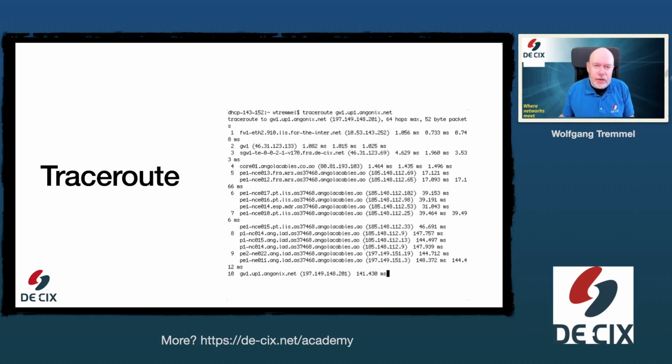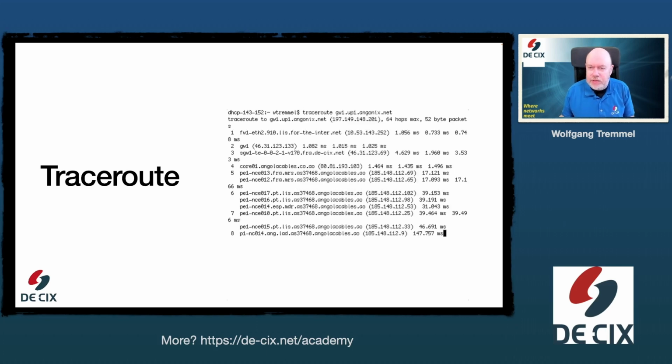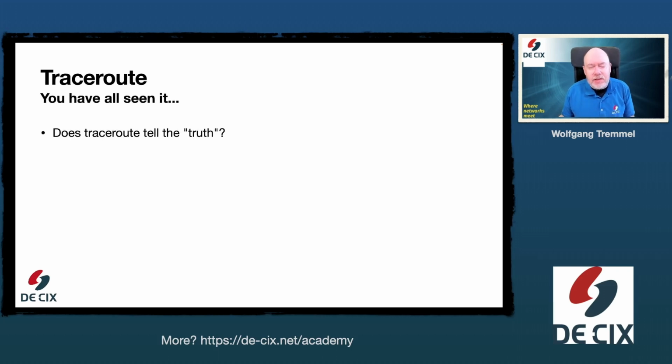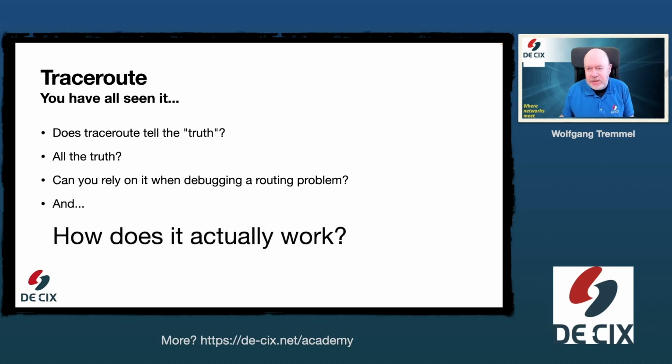You might all have used it. It always looks the same. You type in traceroute and a destination, and you get some long list of results. And the question is always, does Traceroute tell the truth? Does it tell all of the truth? And can you rely on it when debugging a network problem? And of course, how does it actually work?